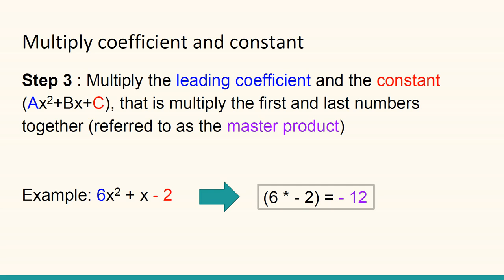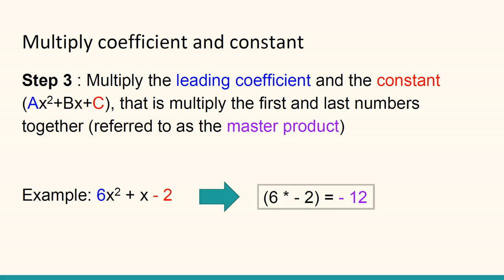For this step, we have to multiply the leading coefficient with the constant. Why do we have to multiply the leading coefficient by the constant? Good question. We multiply the leading coefficient with the constant because it will help us find the factors of this equation. This will lead us to the master product. Oh, I see. And what is the master product?